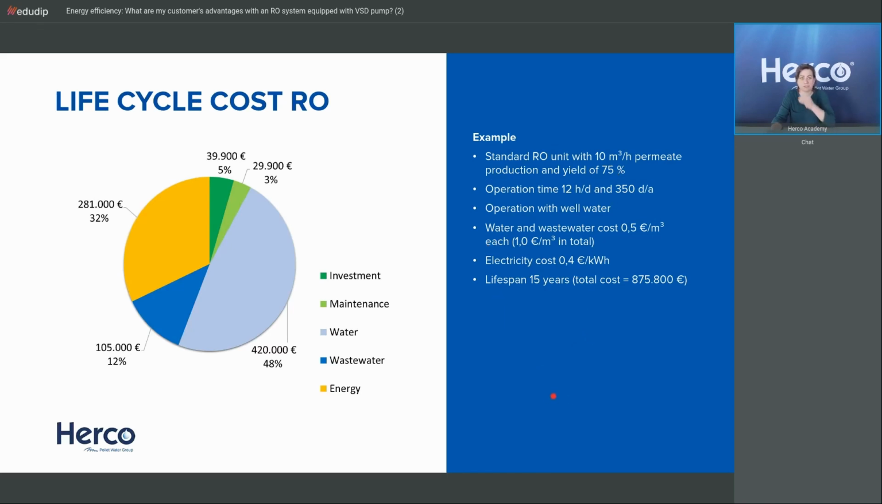What is really interesting here, look at this total cost. This is for a 15 years lifespan, which is very typical. Usually it's more like 20 years. This is your original investment. It's 5% of the total cost. And it's really important because I always find it surprising, it was surprising for me too when I first calculated that it's such a small part of the total cost. And we have not assumed any exaggerated water, wastewater, energy costs.